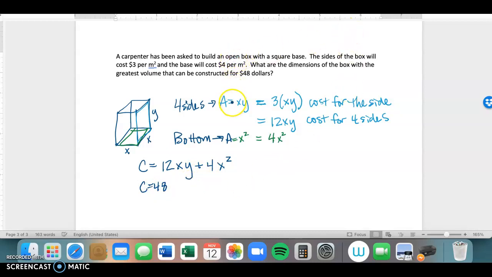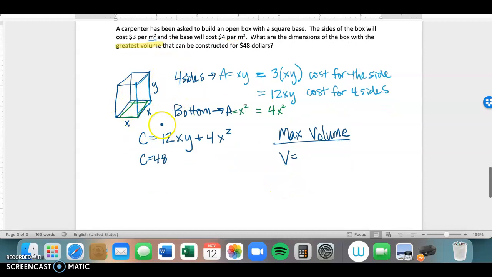All right, so we've got some of that written down here. What is it that we're trying to maximize or minimize? We are looking for the greatest volume, so we are going to maximize volume. What would the volume formula be for this picture we have drawn? It would be length times width times height, which is x squared y. So we want to maximize, which means we need to take the derivative of our volume function, but we have too many variables. So come back to this cost formula here and set 48, which is the cost, equal to our cost function.